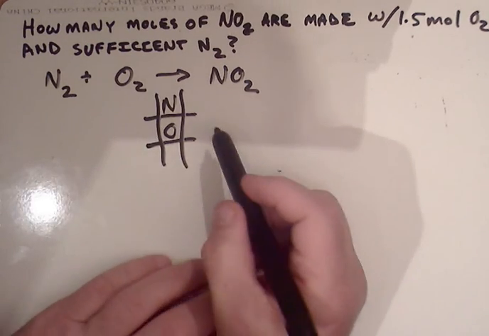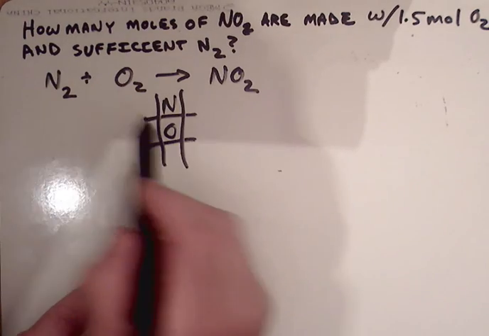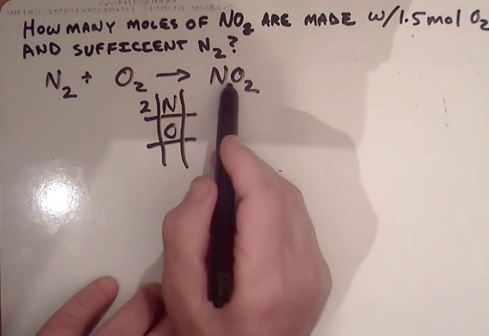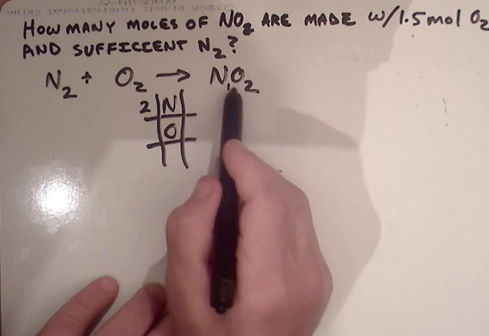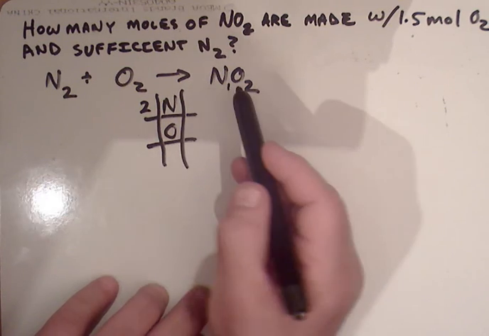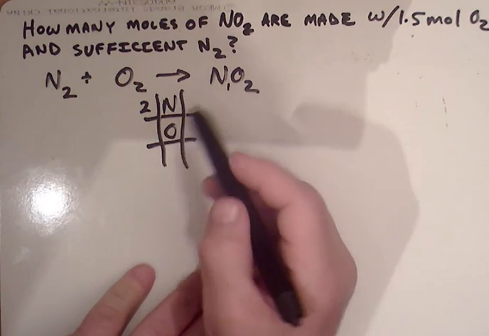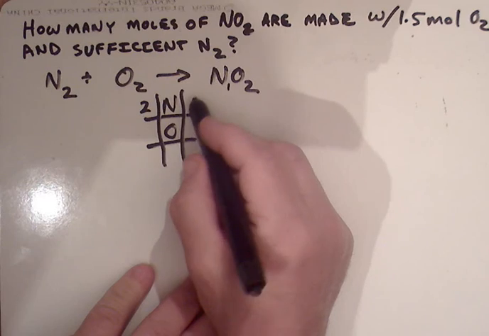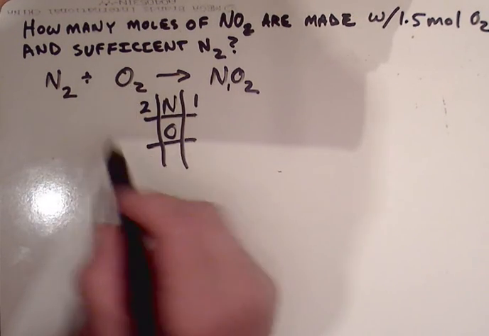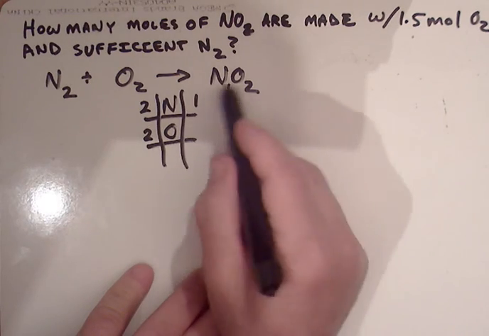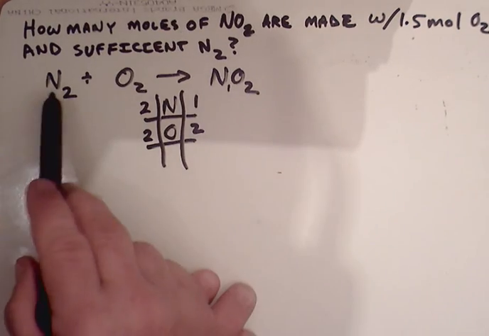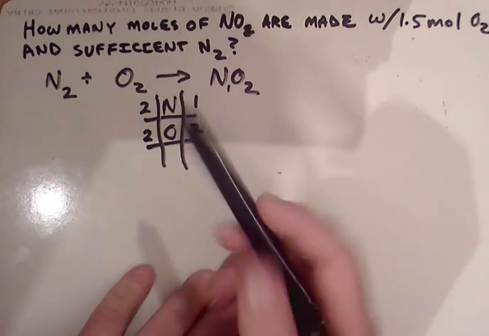Basically we make our tic-tac-toe grid, and on our reactant side we have 2 nitrogen, and on our product side we have 1. Again, you don't have to list the 1, but especially when you're starting out balancing chemical equations, it helps to list the 1. On the oxygen, our reactant side has 2 and our product side has 2. How would I get the same number of nitrogens on both sides?